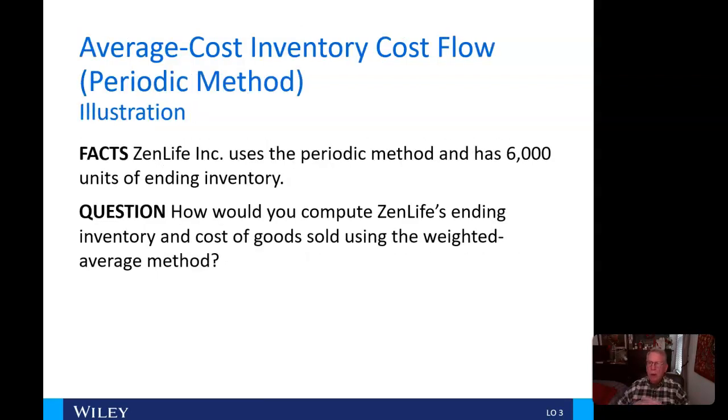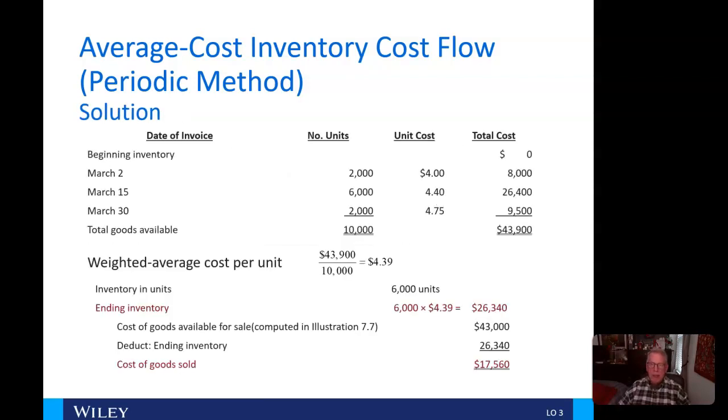Okay, so they're going to use the periodic method here and has 6,000 units of ending inventory. How would you compute its ending inventory and cost of goods sold using the weighted average method? Well, pretty easy, actually. We're going to take all these 10,000 units that we purchased here. We didn't have any beginning inventory, or we would have included that. We'll divide that by 10,000 units, and that means that our weighted average cost is $4.39.